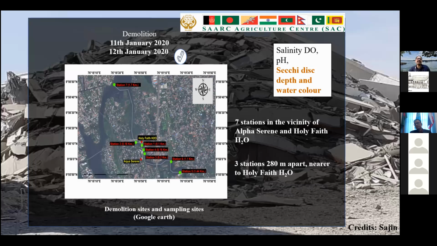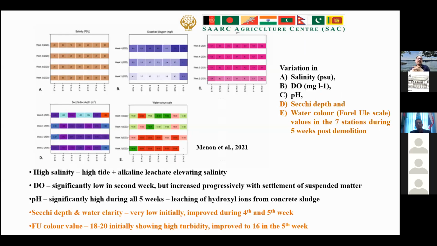and our own sites. So by corroborating this information, we could get 7 stations in the vicinity of one of the flat demolitions and 3 stations in the vicinity of another demolition. The demolitions happened on 11th January 2020 and 12th January 2020. So after both the demolitions, we got some information from these stations very close to the vicinity of the flats, and we could see there was variation. There was a lot of variation happening in the water quality also.